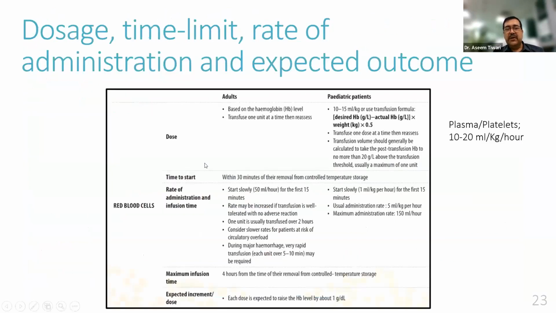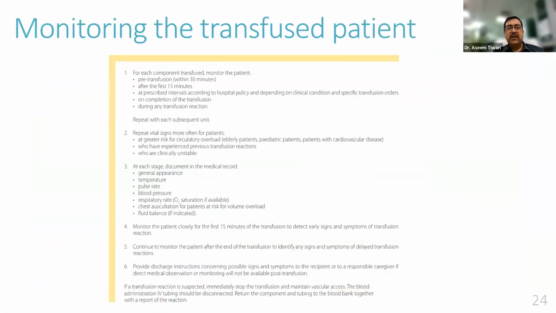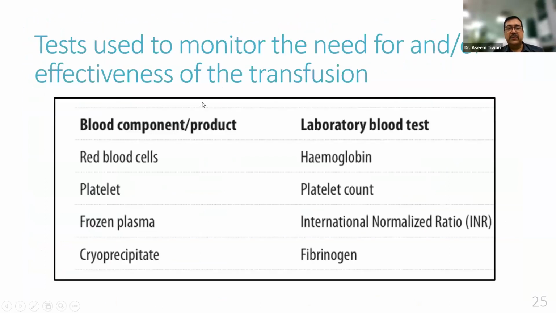There are certain rates of transfusion. So for example, the RBCs have to be started slowly at 1 ml per kg per hour for the first 15 minutes, and then you can increase to 5 ml per kg per hour. The plasma and platelets can be given at a slightly higher speed of 10 to 20 ml per kg per hour. Monitoring, the patient has to be monitored, especially very carefully during the first 15 minutes.